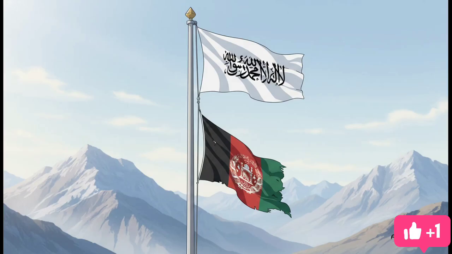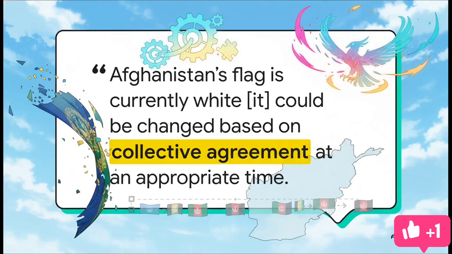With the collapse of the Republic, the tricolor was immediately gone. The Taliban's white banner, with its singular, powerful focus on the Declaration of Faith, returned as the official flag of the reinstated Islamic Emirate. But the story doesn't quite end there, and this part is really fascinating. Officials from the current government have actually hinted that even this flag, the symbol of their purist ideology, might not be permanent. They've suggested it could be changed by collective agreement in the future.